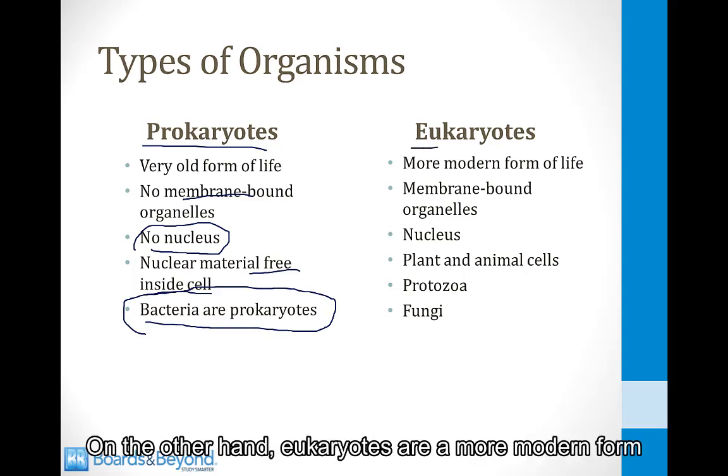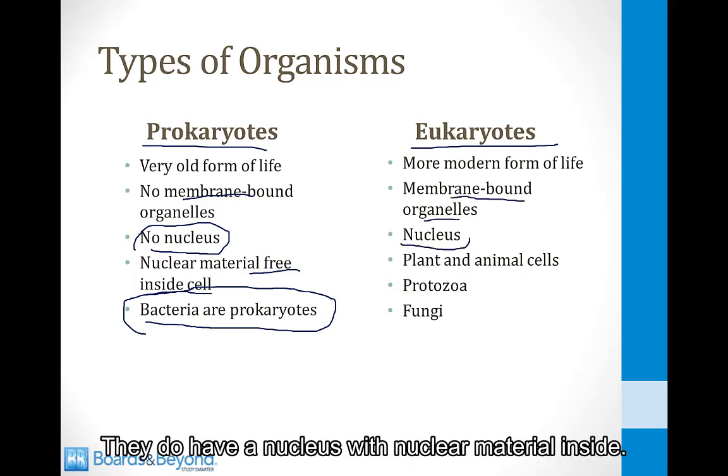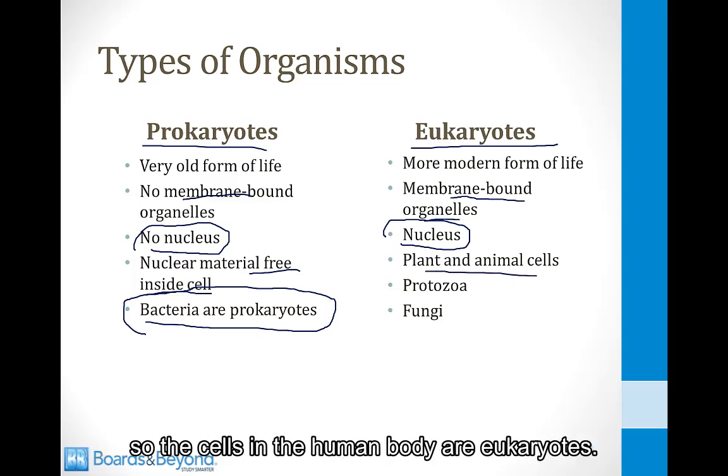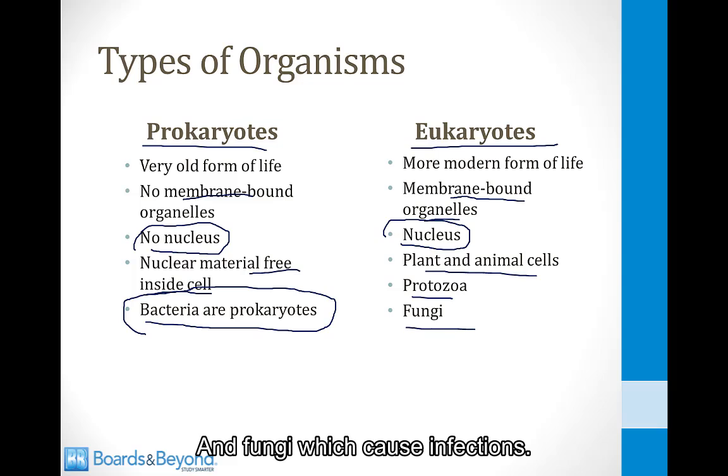On the other hand, eukaryotes are a more modern form of life. These are cells that have membrane-bound organelles. They do have a nucleus with nuclear material inside. And examples of eukaryotes are plant and animal cells, so the cells in the human body are eukaryotes. Also protozoa, which cause infection. We'll talk about that in another module. And fungi, which cause infections.